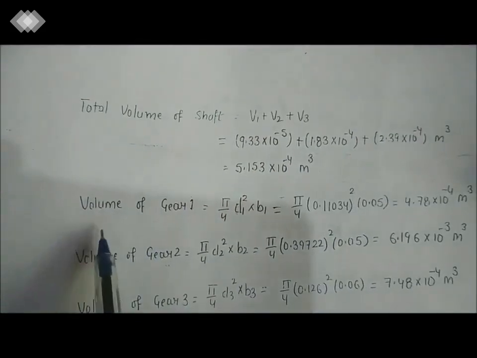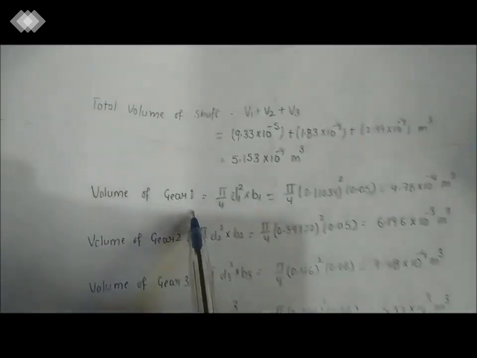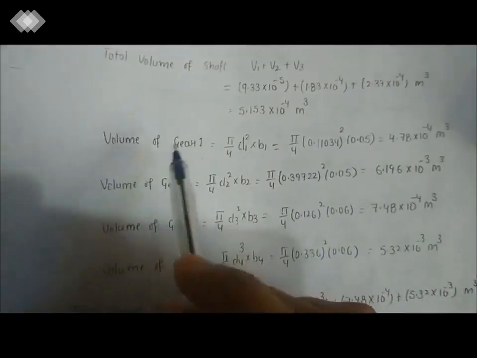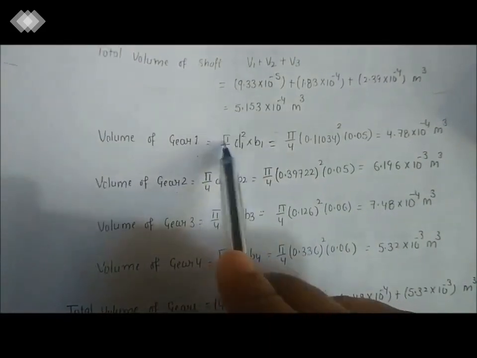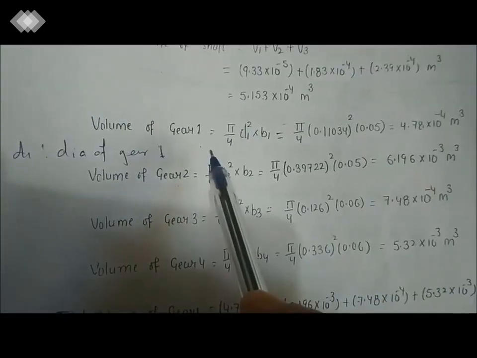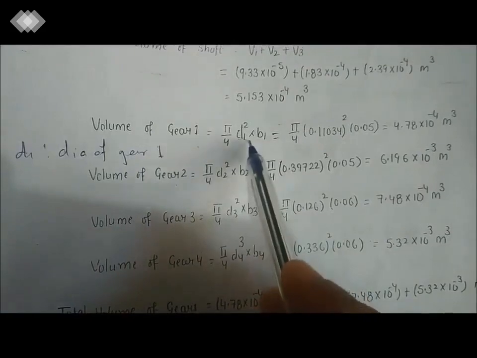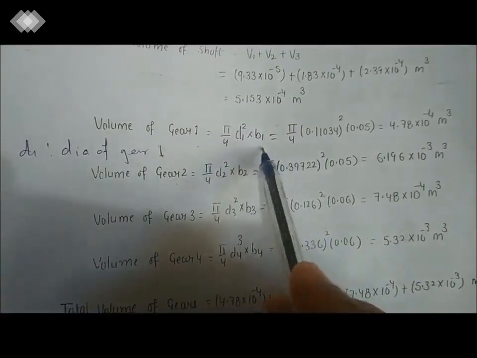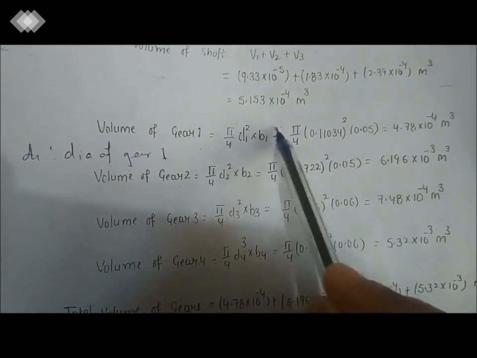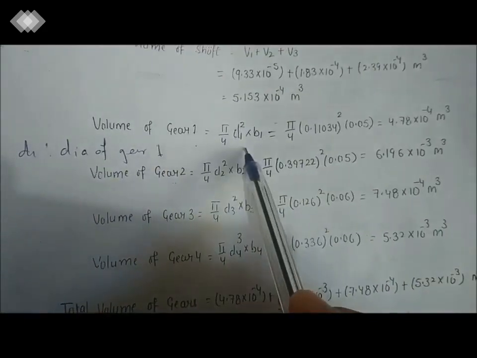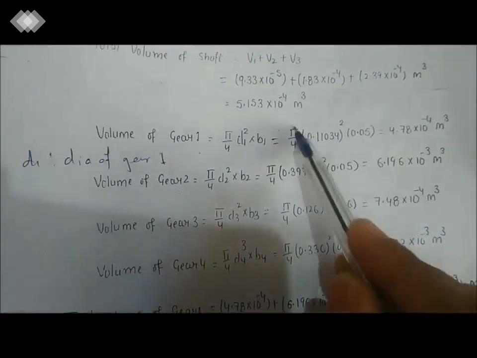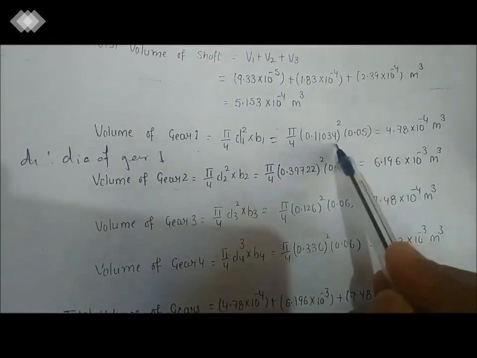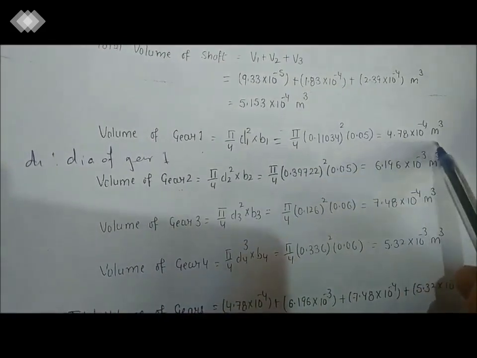Then let's calculate the volume of gear. Volume of gear 1 is pi by 4 d1 square into b1. Now d1 is the diameter of gear 1. b1 we already got from the calculation while designing the gear, so b1 is the width of the gear. So let's put the values in meter and get the answer in meter cube.